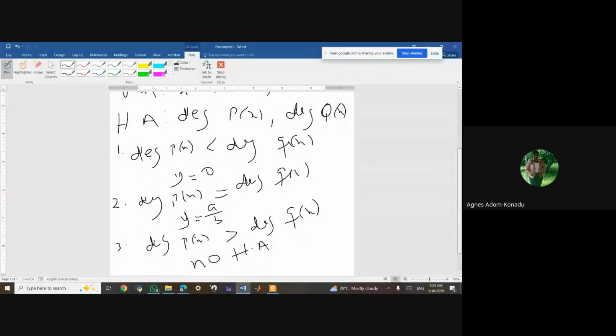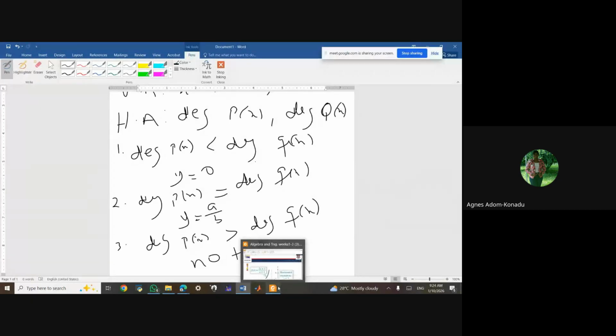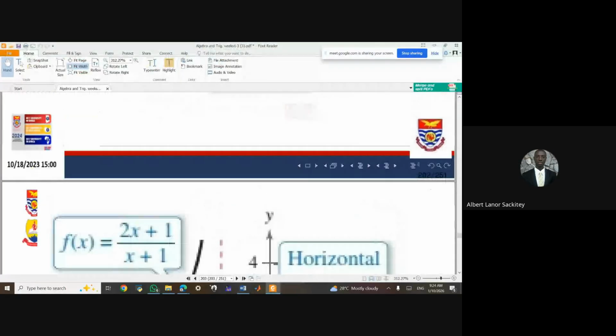And for the horizontal asymptotes, you have to look at the degree of the numerator and the denominator. If the degree of the numerator is less than the degree of the denominator, then my horizontal asymptote is the line y equals 0. If the degrees are equal, then my horizontal asymptote is the line y equals a over b. If the degree of the numerator is greater than the degree of the denominator, then there is no horizontal asymptote. Is that okay?